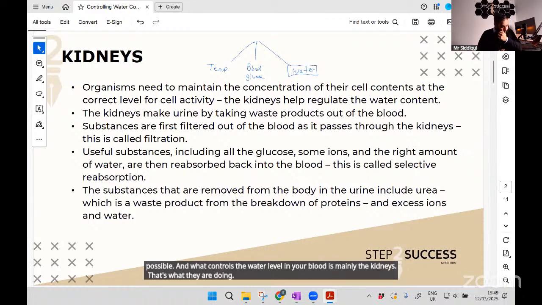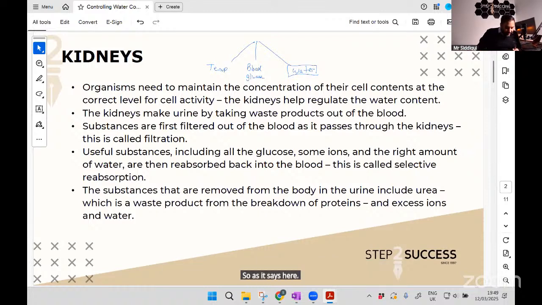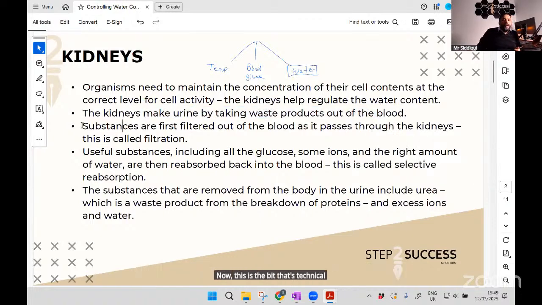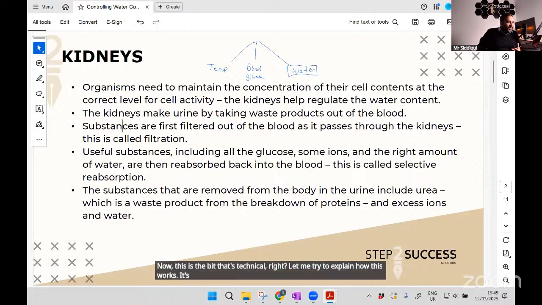So as it says here, the kidneys help regulate the water content. What they do is they make urine by taking waste products out of the blood. Now, this is the bit that's technical, right? So let me try to explain how this works. It's unnecessarily complicated, but I appreciate it's been designed, I'm sure, for a good reason.